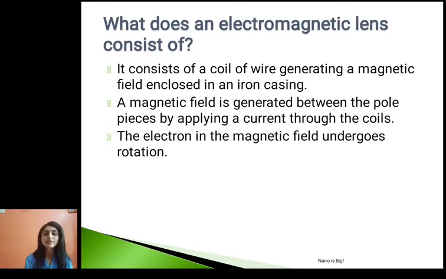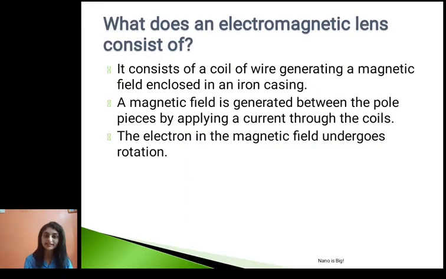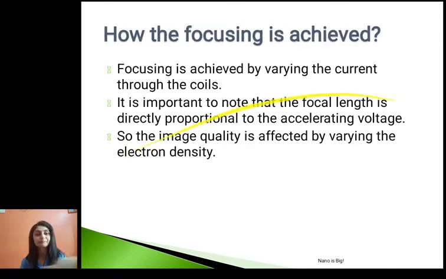What does an electromagnetic lens consist of? Basically an electromagnetic lens consists of a coil of wire. See the coil of wire generating a magnetic field enclosed in an iron casing. A magnetic field is generated between the pole pieces by applying a current through the coils. The electron in the magnetic field undergoes rotation.